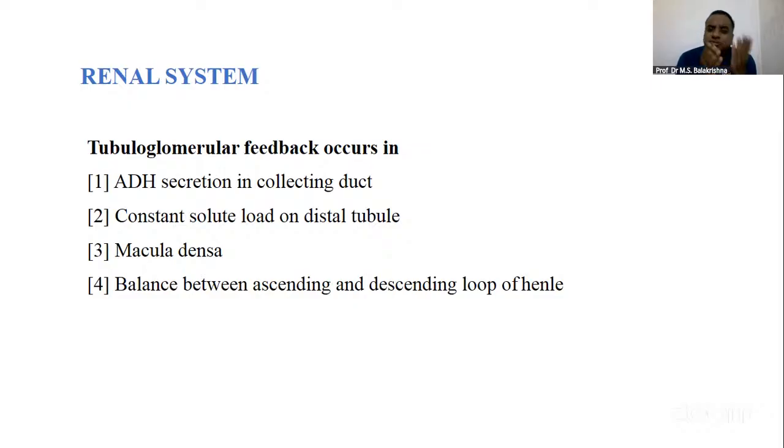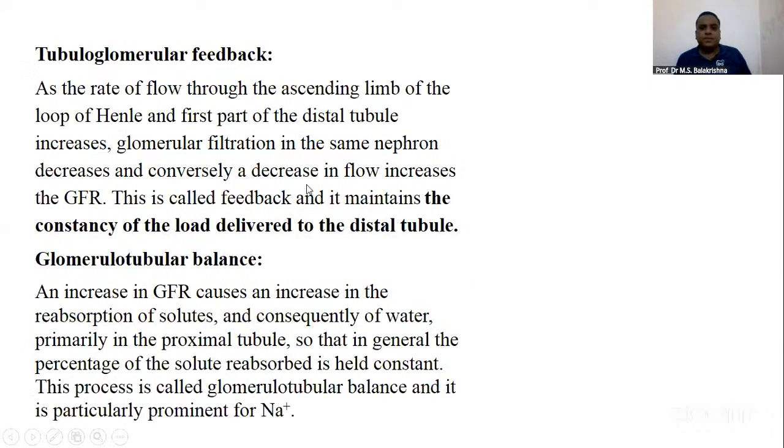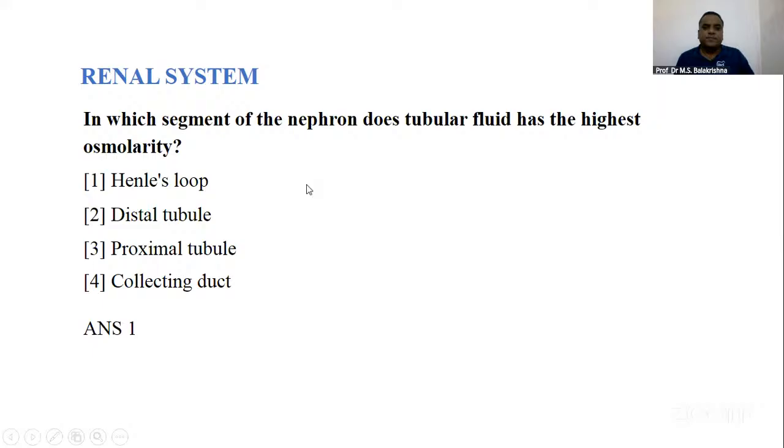Tubuloglomerular feedback. So this is from the urine formation. The tubuloglomerular feedback occurs in response to constant solute load on the distal tubule. If the load is more, the feedback will tell it to filter less. If the load is less, it will give information to filter more. That is the feedback.